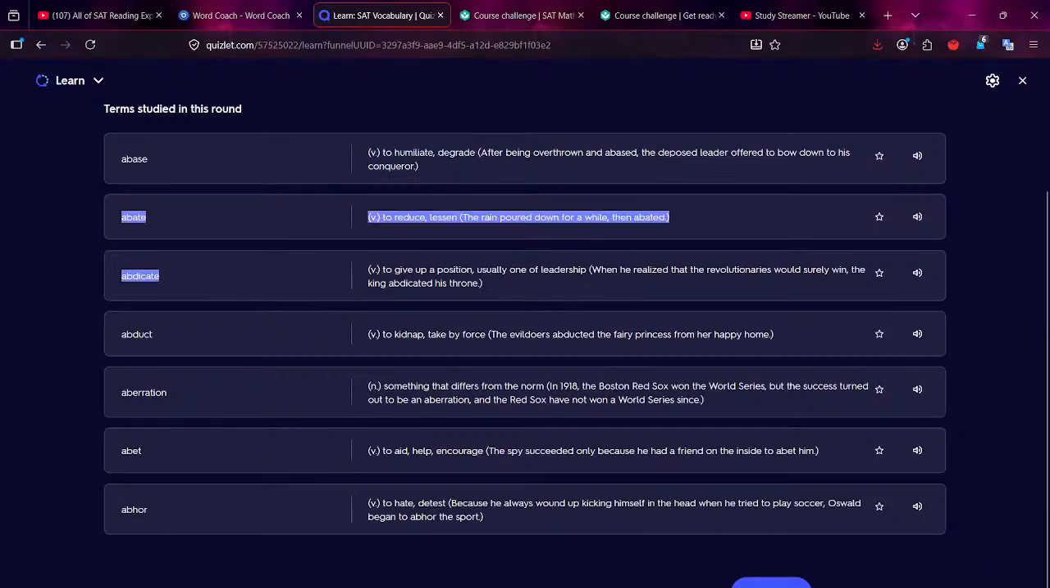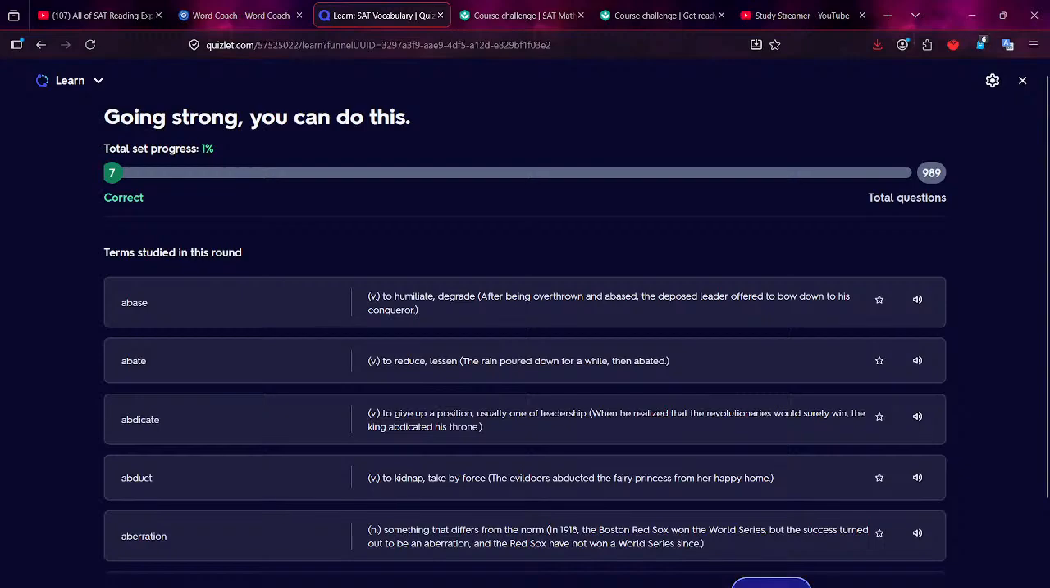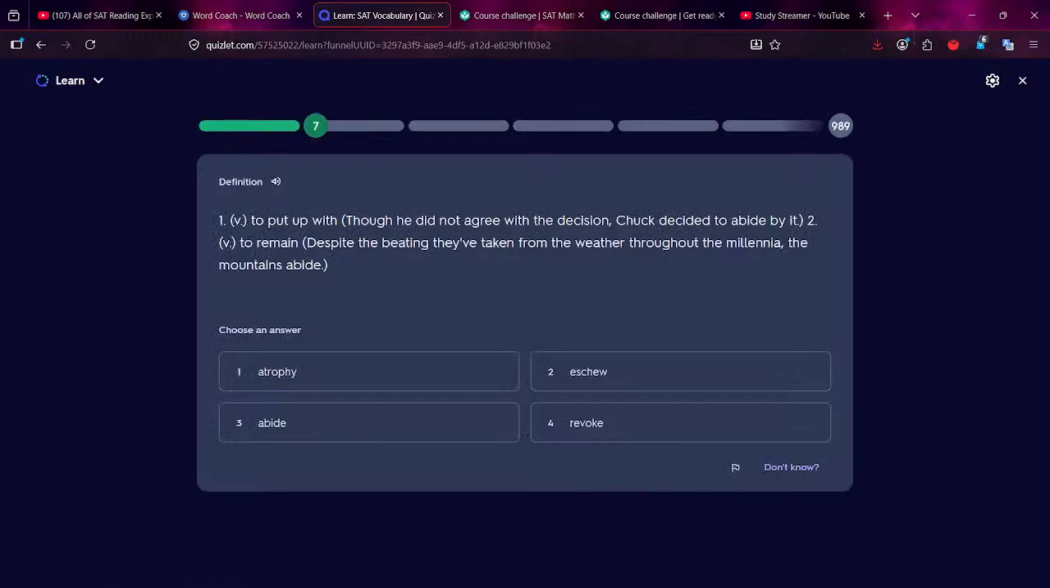Abate is to lessen. Abdicate is to give up a position. Abduct is to take by force. Aberration differs from the norm. Abet is to aid. And abhor means you detest. Okay, let's do the second set of vocabulary.